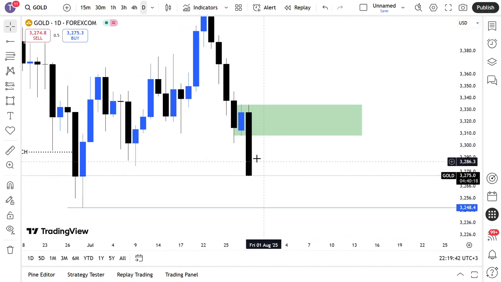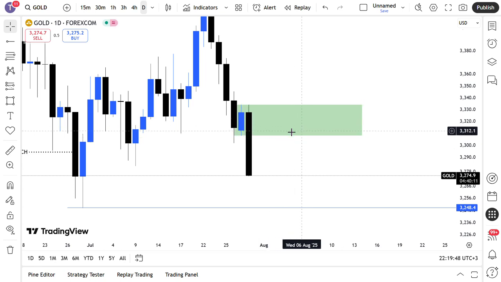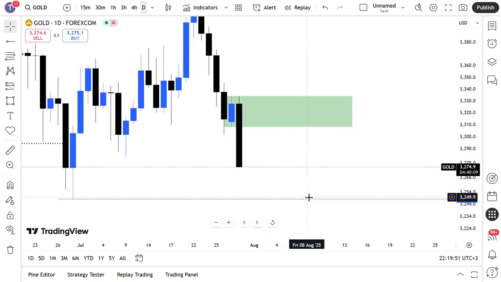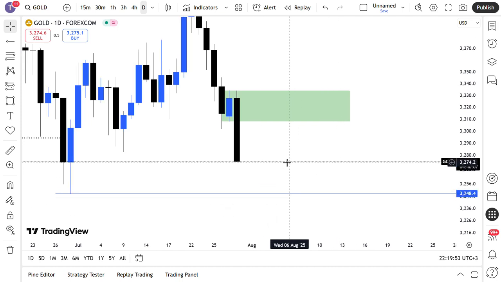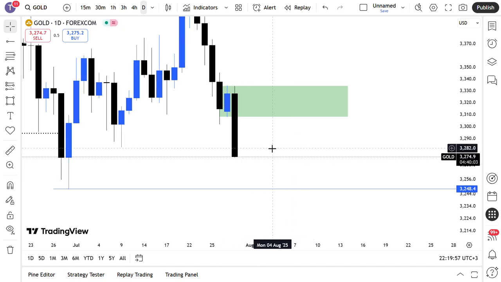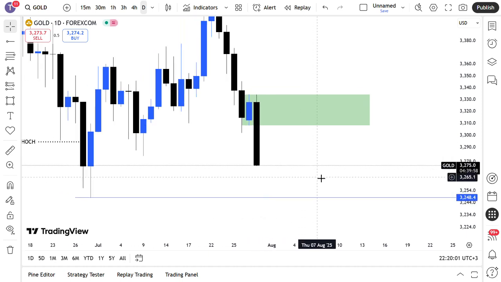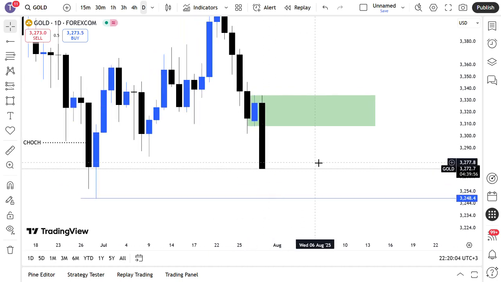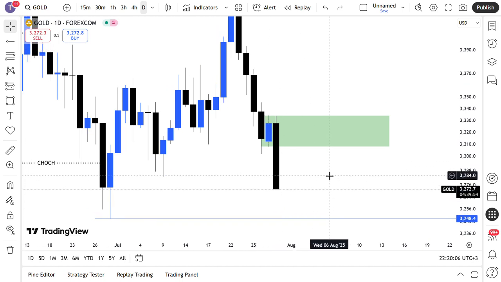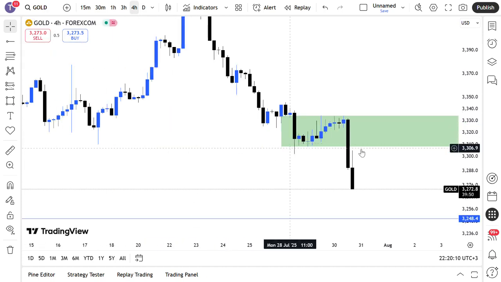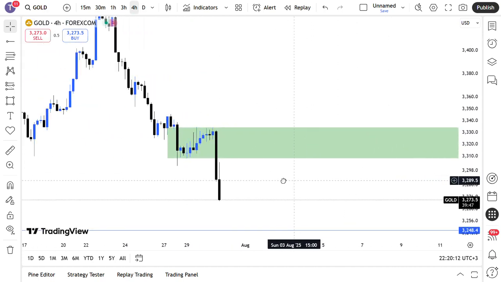So I expect the market to come back up, mitigate this order block that has a fair value gap, and then drop down to break this low. But in case the market opens, let's say maybe tomorrow, and then goes straight to the downside, it's okay. This is just an overview. You should be looking for sales on gold. That is my expectation, and we need to look for a zone inside this order block.